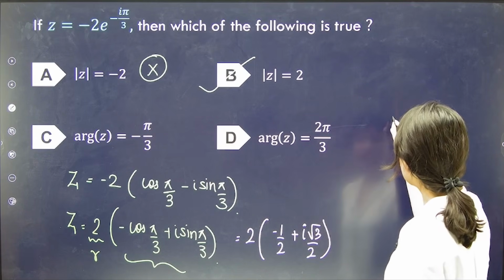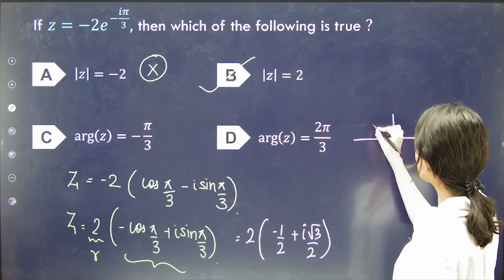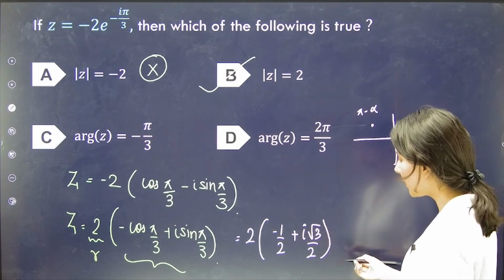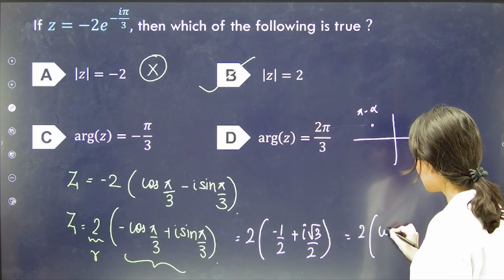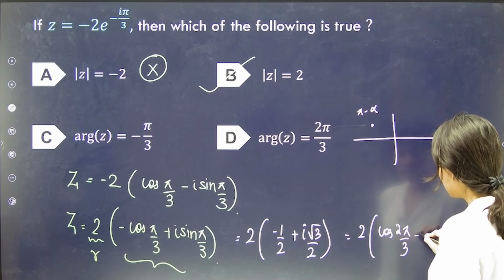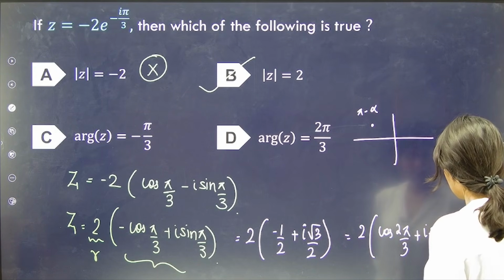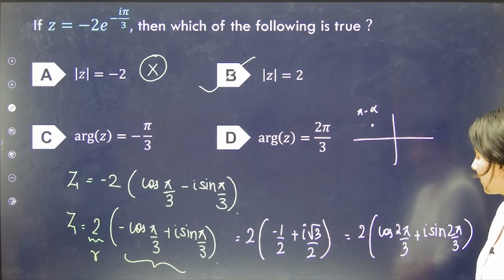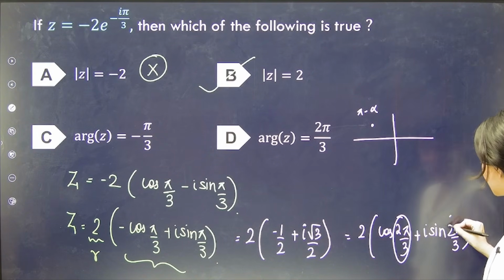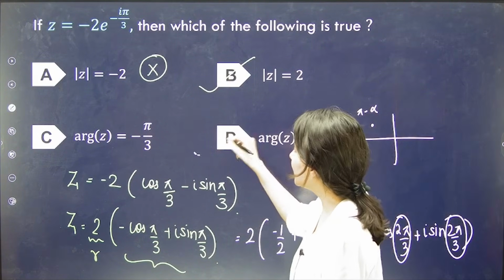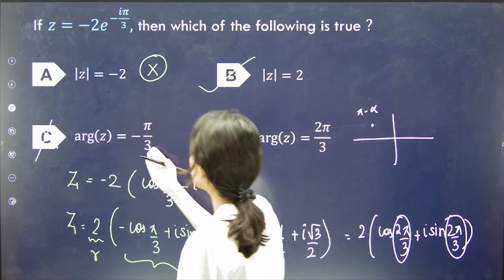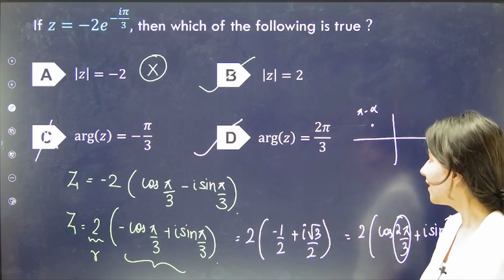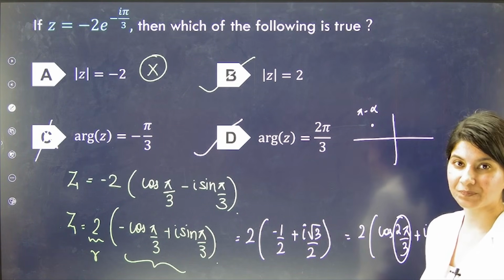Correct? Now, clearly, x is negative, y is positive, second quadrant. Pi minus alpha is the angle. Pi minus pi by 3, 2 pi by 3. So actually it is coming out as cos 2 pi by 3 plus iota sin 2 pi by 3. Because cos 2 pi by 3 is actually minus half, sin 2 pi by 3 is plus root 3 by 2. So the argument, if you want to calculate the argument, it is 2 pi by 3. Option D is right and option C is wrong because it is not in fourth quadrant. Understand? It's in second quadrant.